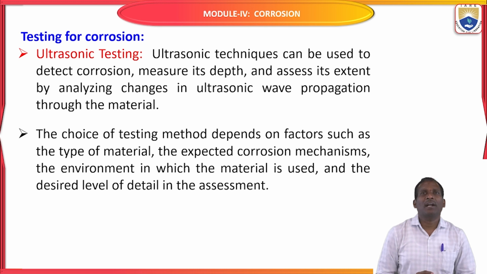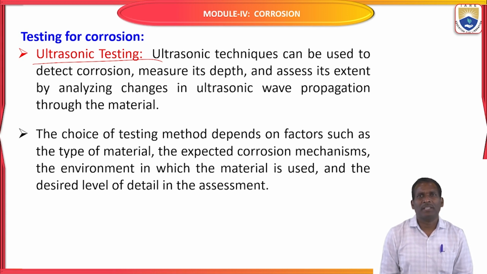Next, testing for corrosion: ultrasonic testing. The ultrasonic techniques can be used to detect corrosion, measure its depth, and assess its extent by analyzing changes in ultrasonic wave propagation through the material. Whenever the ultrasonic waves pass through the corroded material or the surface of the part to be tested, we analyze the changes in the wave propagation. By analyzing these changes, you can calculate the corrosion rate. You can detect it by using this technique.